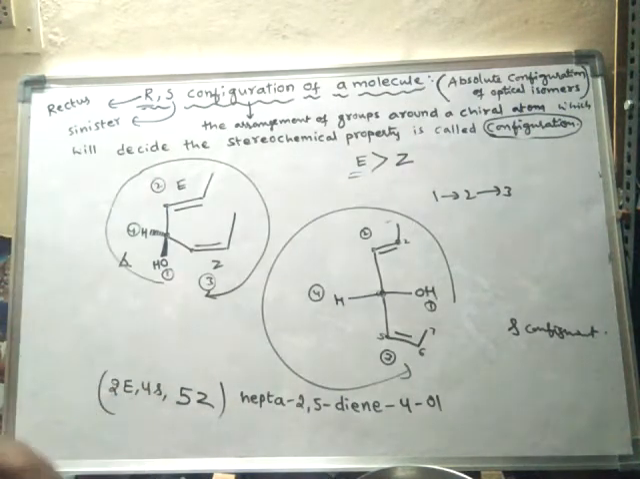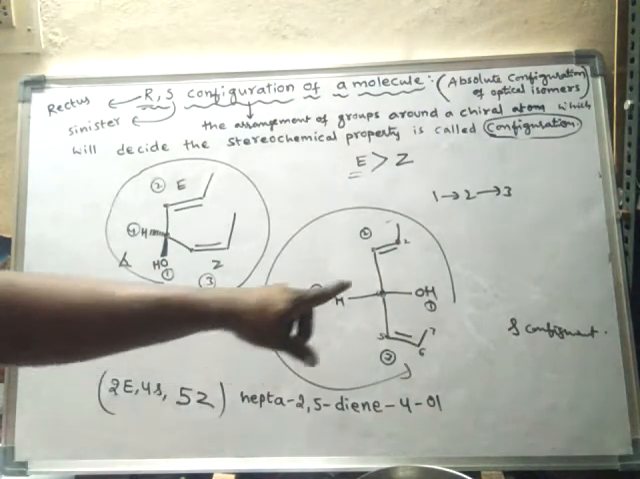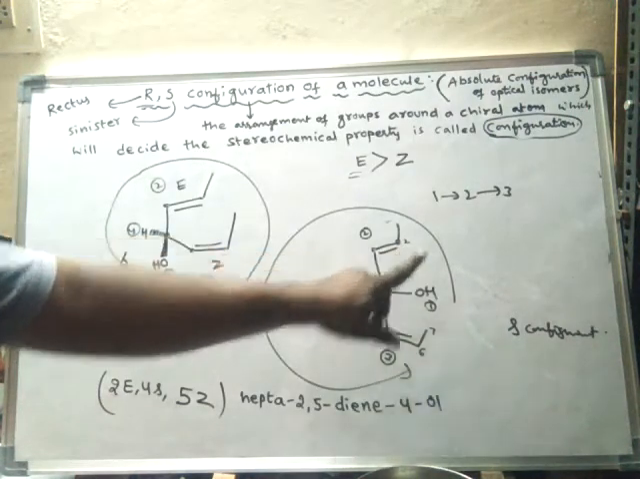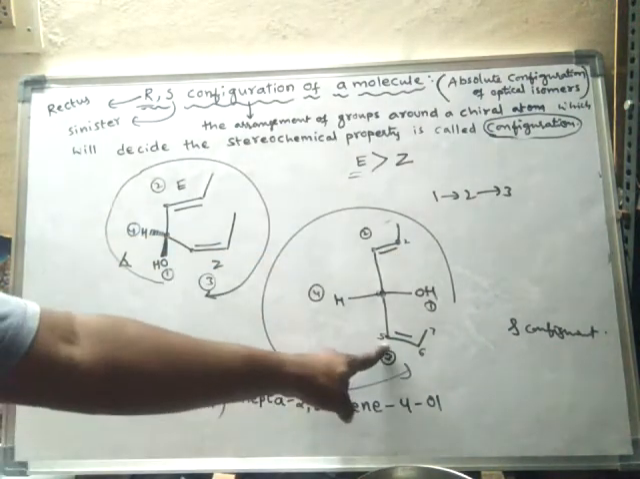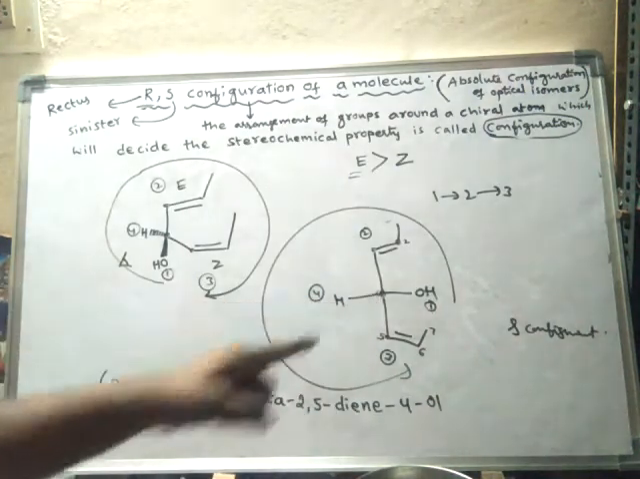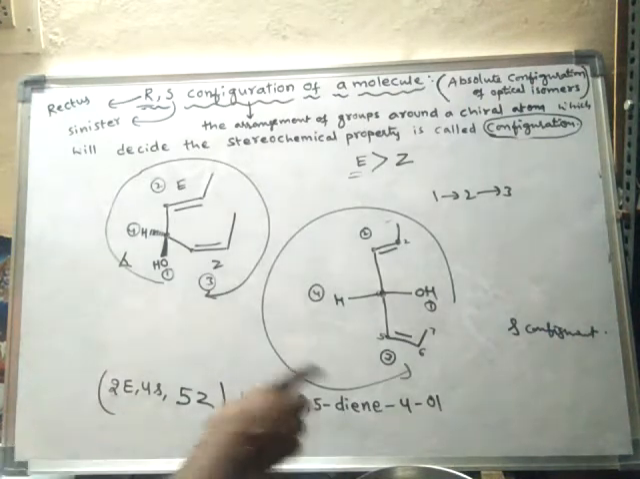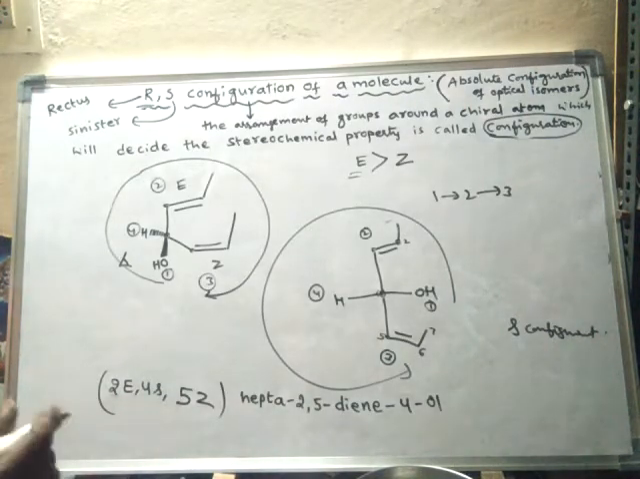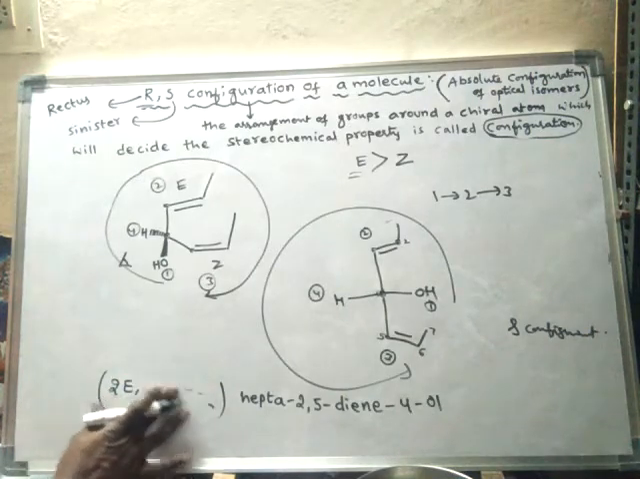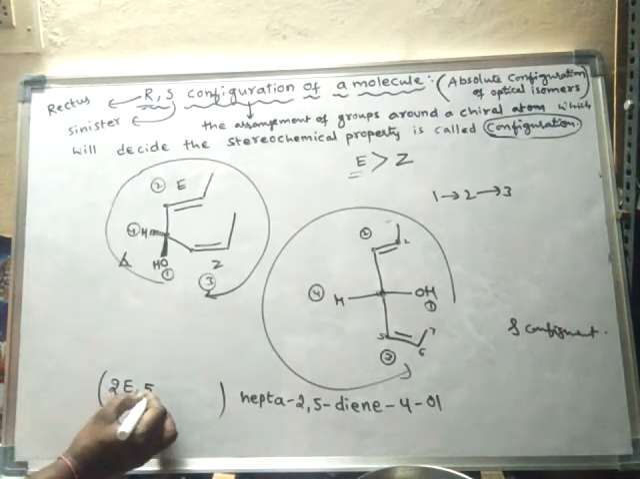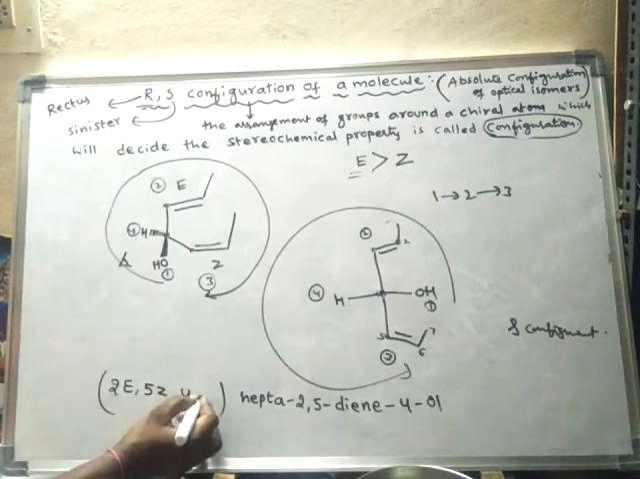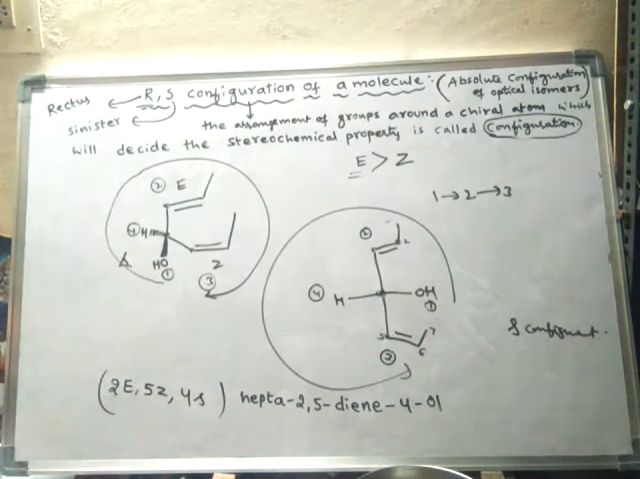Here it is having EZ configuration as well as RS configuration. R configuration is not there, S configuration is there. This second carbon is having E configuration, the fifth carbon is having Z configuration and the fourth carbon is having S configuration. So we have to write the name of the compound like this. EZ should be written together: 5Z and 4S. This is the configuration of the compound.